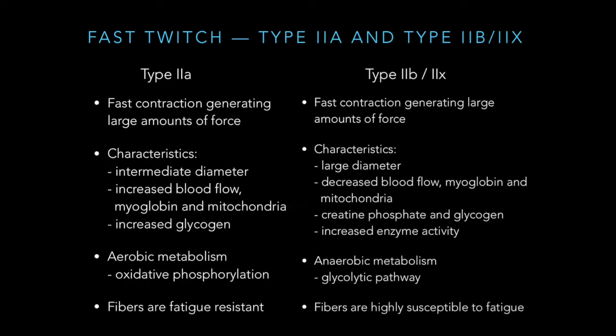Fast twitch fibers generate large amounts of force and can be divided into type 2A and type 2B or X. Type A are intermediate fibers possessing characteristics of both type 1 and type 2. With increased blood flow, myoglobin, and mitochondrial content, they use aerobic oxidative phosphorylation to acquire energy, making them fatigue resistant. Type B or X have a larger diameter and decreased blood flow in comparison. Relying on anaerobic glycolysis increases creatine phosphate, glycogen, and enzyme activity, resulting in a high susceptibility to fatigue.